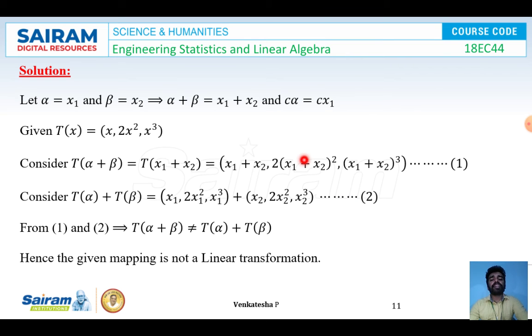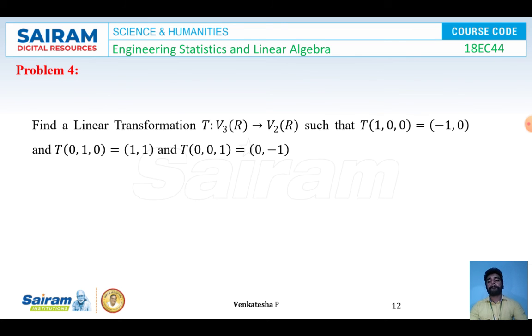By expanding this equation and this one, we can say that these two equations are not equal. So since it is not equal, we can conclude that T of alpha plus beta is not equal to T of alpha plus T of beta. Hence the first condition is not satisfied here. No need to check the second condition also. Hence we can say that the given mapping is not a linear transformation.